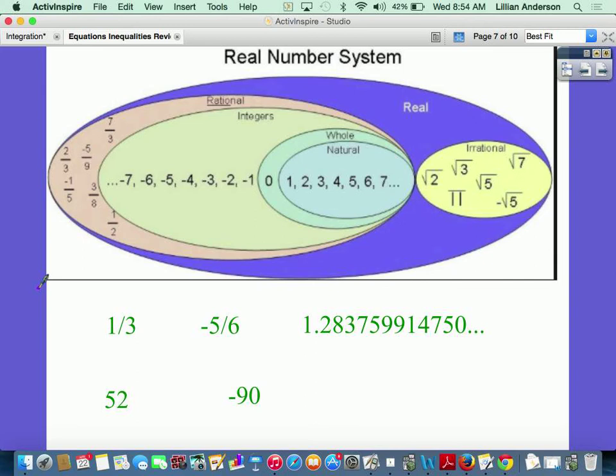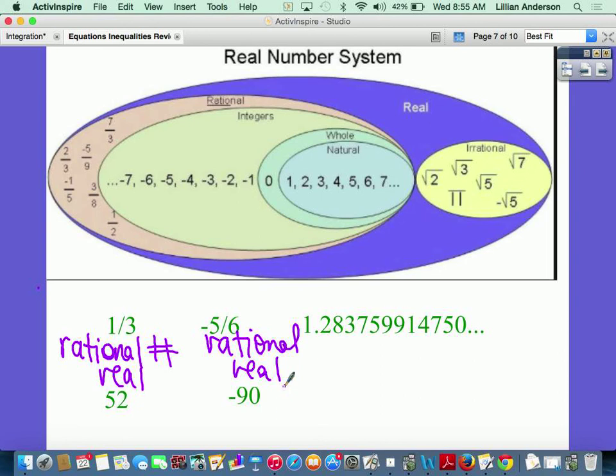Integers are your whole numbers, positive or negative. Whole numbers are just your positive numbers, including 0, and natural numbers are just your positive numbers. So if I ask you 1/3, where does 1/3 fall? It's a rational number. And on top of that, it's also real. What about negative 5/6? It's rational, which means it's also real.